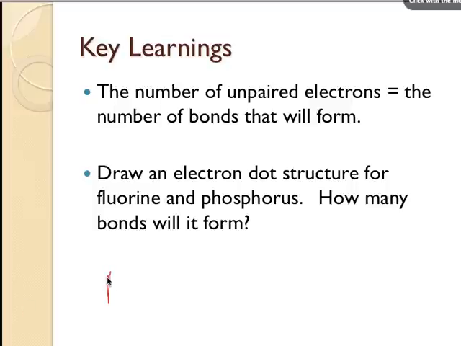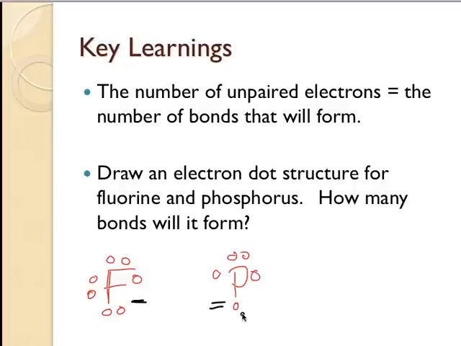If I look at fluorine, 1, 2, 3, 4, 5, 6, 7, and phosphorus, 2, 3, 4, 5. Hopefully you can see that fluorine is going to form 1 bond. Phosphorus has these 3 empty spots, so it is going to form 3.